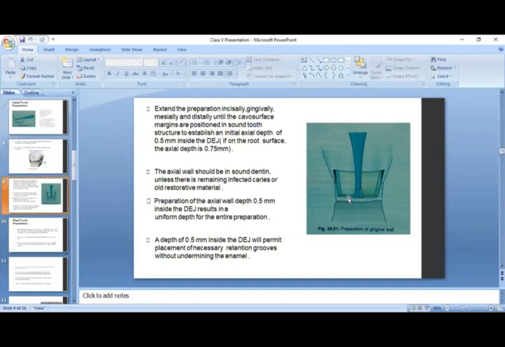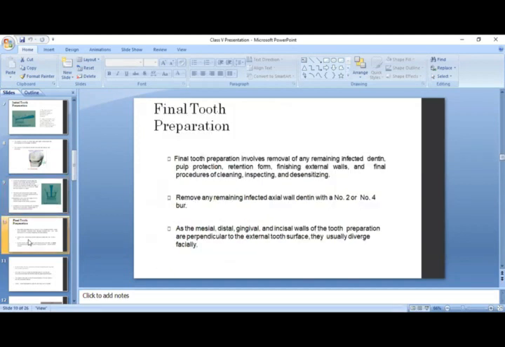Considering the fact that this is the axial wall, two retention grooves can be placed in case of premolars. One retention groove is placed here, and one retention groove is placed over here, as I can show you in the next slide. Okay, what is basically the final preparation? Final preparation involves the removal of remaining infected dentin, pulp protection, retention form, finishing external walls, and the final procedure of cleaning and inspecting the preparation.